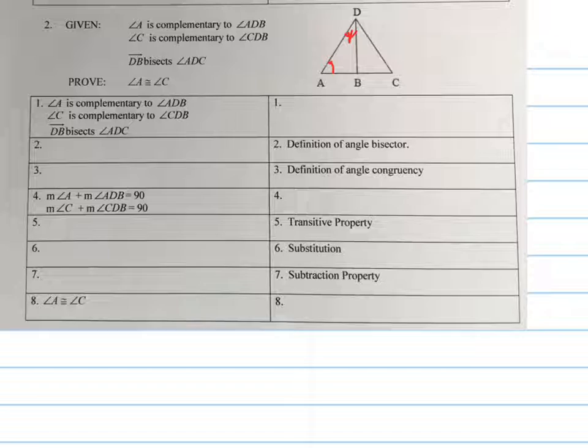So they're also saying that C is complementary to CDB. So this one here, which I don't know if that's the same as A necessarily, but I know that that's complementary to this one here. Okay? And then they also tell us that DB bisects ADC. So I know that, ooh, this is good information. I know that this line bisects this angle. Bisects means makes two equal angles, right? So I know that that angle and that angle are going to be equal to each other.